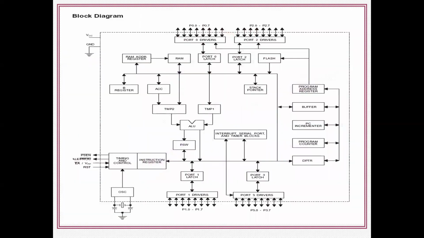Sir, what about the internal details of the 8051 microcontroller? This is the exact 8051 microcontroller. If you observe it, we already discussed that 4 ports are available: port 0, port 1, port 2, and port 3. Each port contains 8 IO lines, so 4 into 8 gives 32 IO lines. So there are port 0 drivers, port 2 drivers, port 3 drivers, and port 1 drivers.